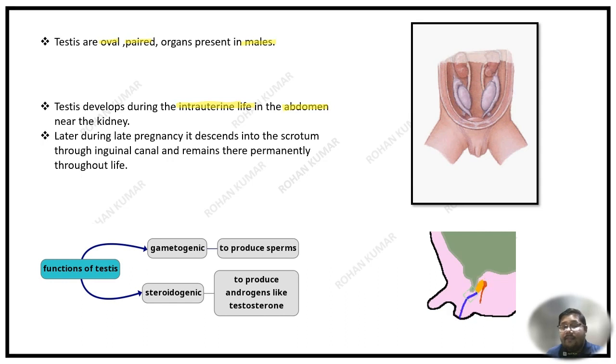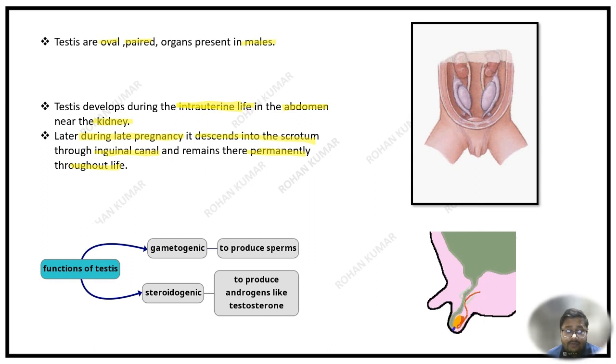So testis will develop inside the abdomen during the intrauterine life, and it develops near the kidneys. In this image also you can see that these are the paired kidneys, and these testes are developing near the kidneys. It is said that during the late pregnancy, that means about the third trimester, and even a few months after the pregnancy, these testes will descend into the scrotum through the inguinal canal. And then after that, they will remain there permanently throughout life.